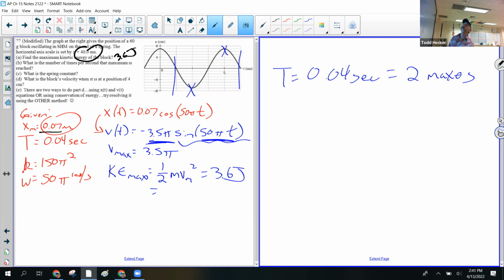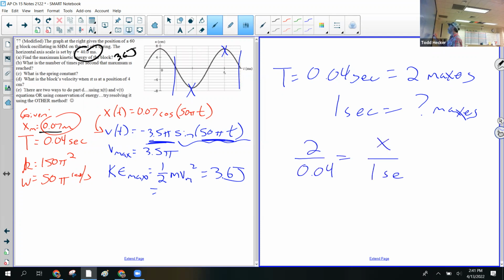It says, what's the number of times the maximum? Oh, the number of times per second. So 1 second equals how many maxes, right? So just set up a ratio. Let's do 2 is to 0.04 as x is to 1 second, and then cross multiply. If I remember right, you get 50 times.